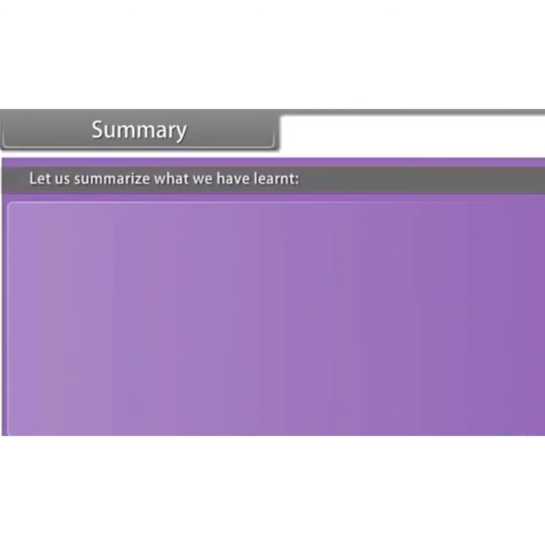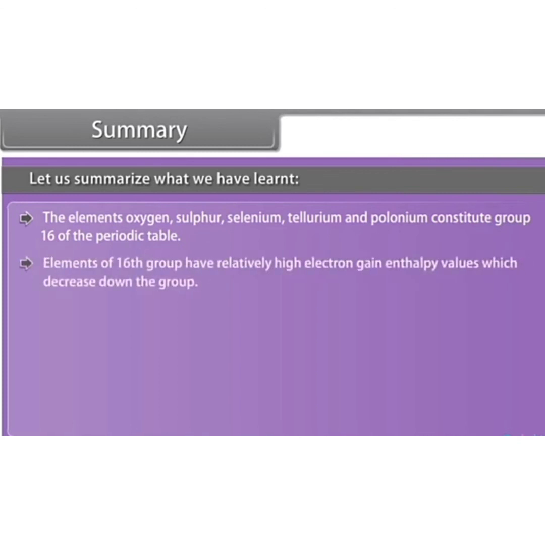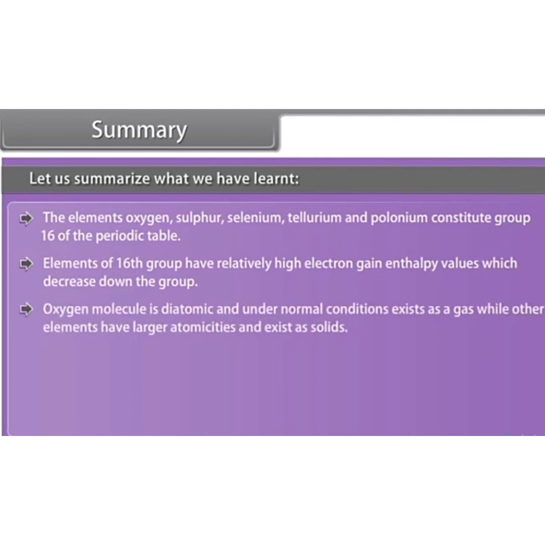Let us summarize what we have learned. The elements oxygen, sulfur, selenium, tellurium, and polonium constitute group 16 of the periodic table. Elements of 16th group have relatively high electron gain enthalpy values, which decrease down the group. Oxygen molecule is diatomic and under normal conditions exists as a gas, while other elements have larger atomicities and exist as solids.